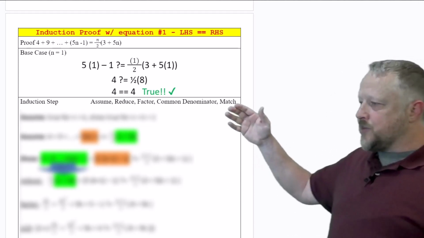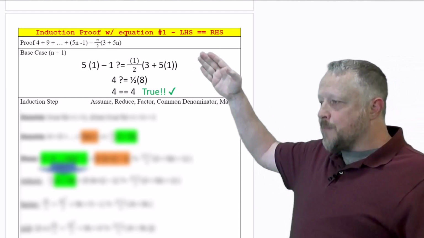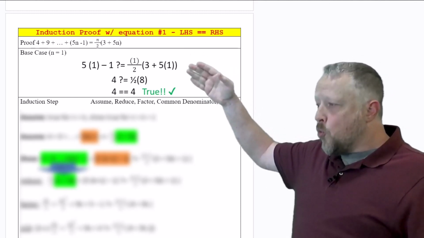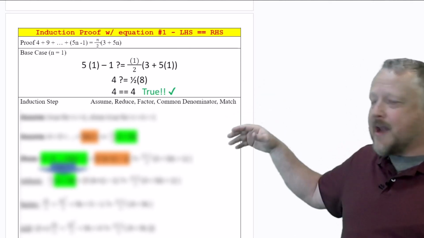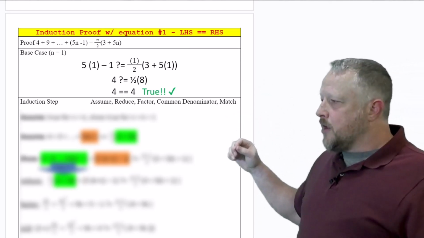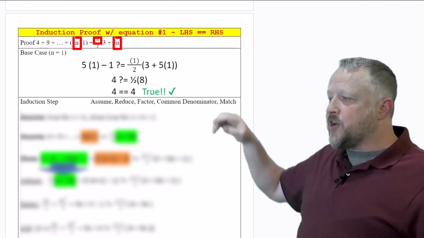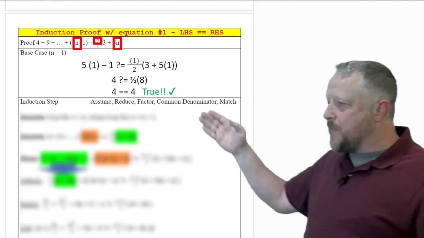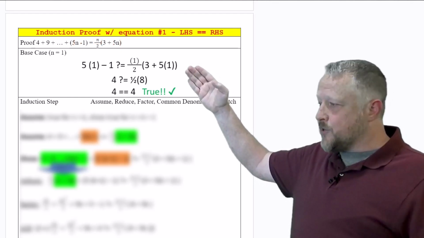Now I do the base case. In the base case, I'm going to go ahead and plug in 1, because notice the equation doesn't say anything about n having to be greater than this or that, so I can use 1. All I'm doing is plugging that 1 into the original equation wherever n shows up, and this is the partial solution that I get so far.